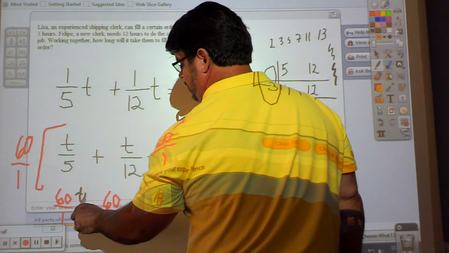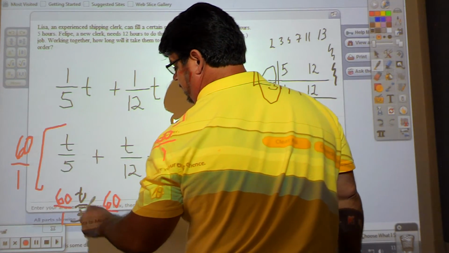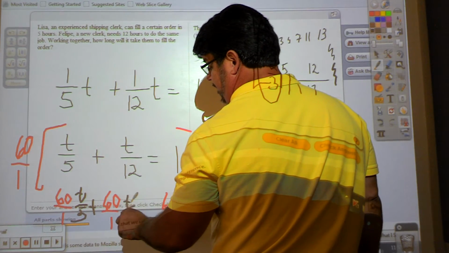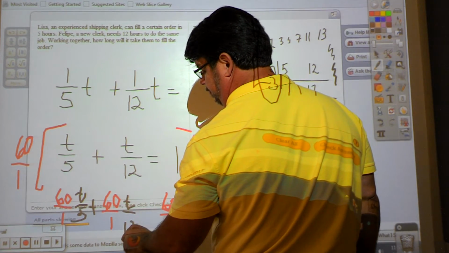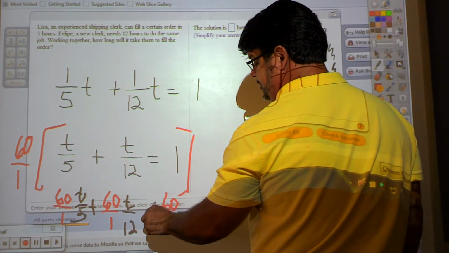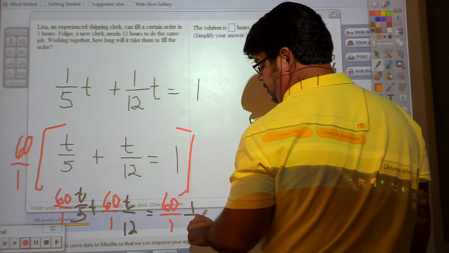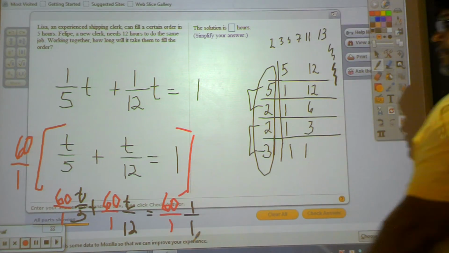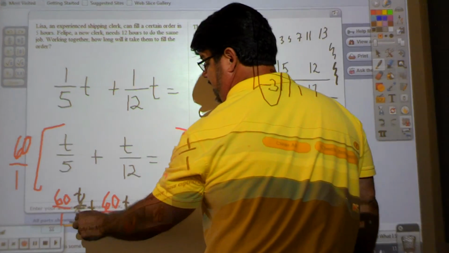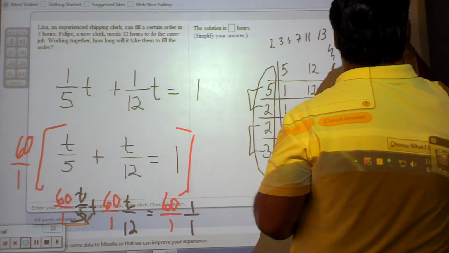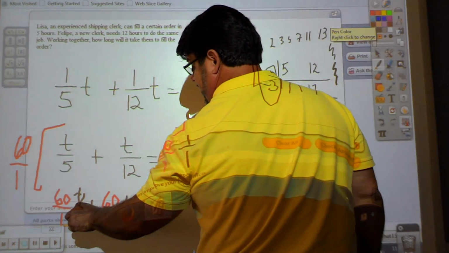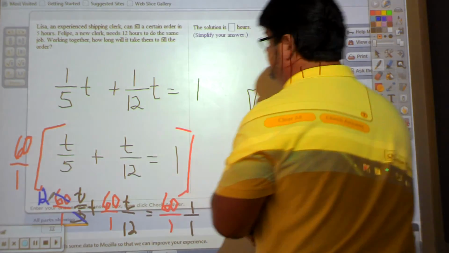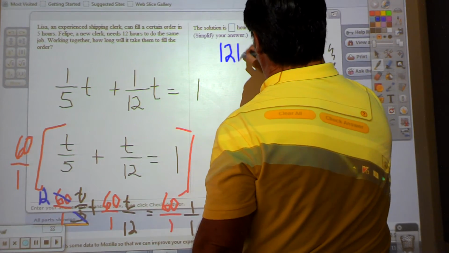T over 5. I cannot write left-handed. T over 12 equals 1 over 1. And what happens to the 5 and the 60? 5 will go into 5 one time, 5 will go into 60 12 times, you get 12T.